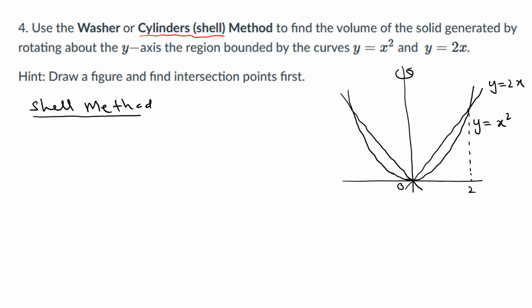With the shell method, we normally cut the region into shells which have the exact same axis as the axis of rotation. In this case, the axis of rotation is the y-axis. So we cut this into shells with that same axis. This is how a typical shell looks.